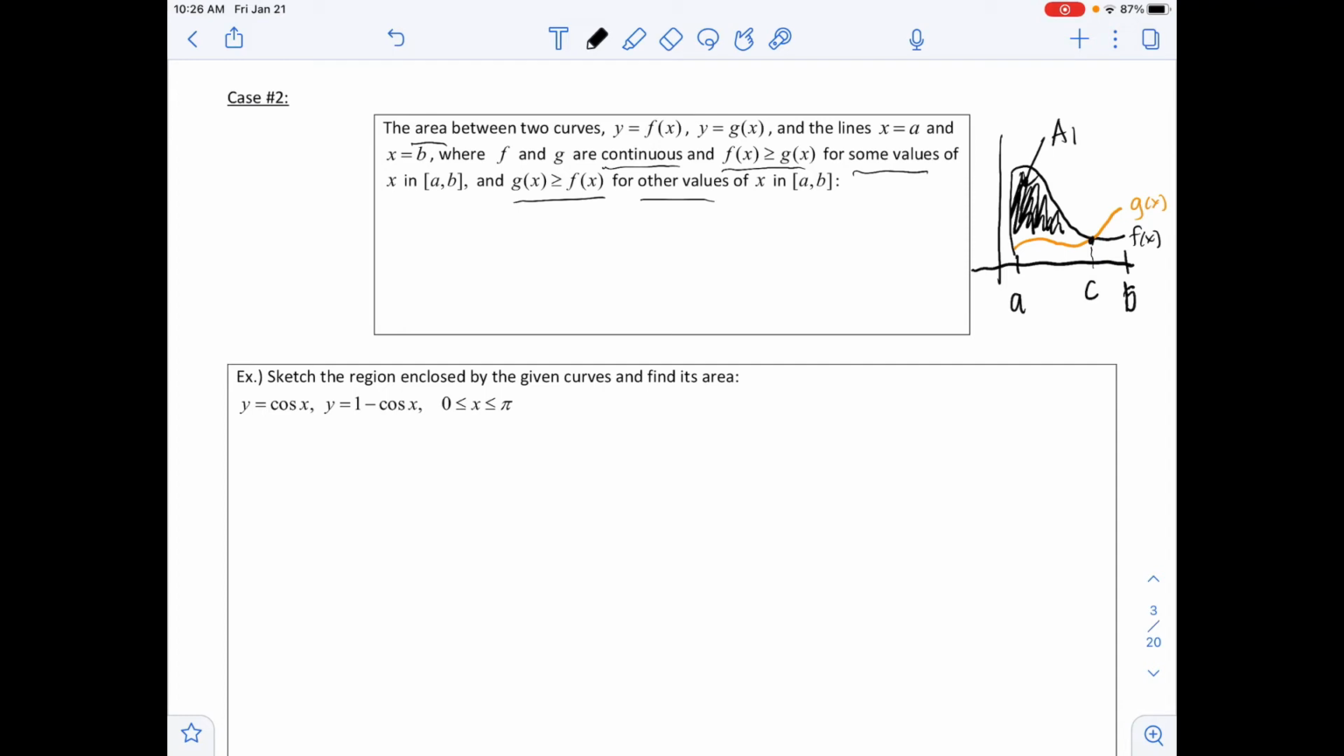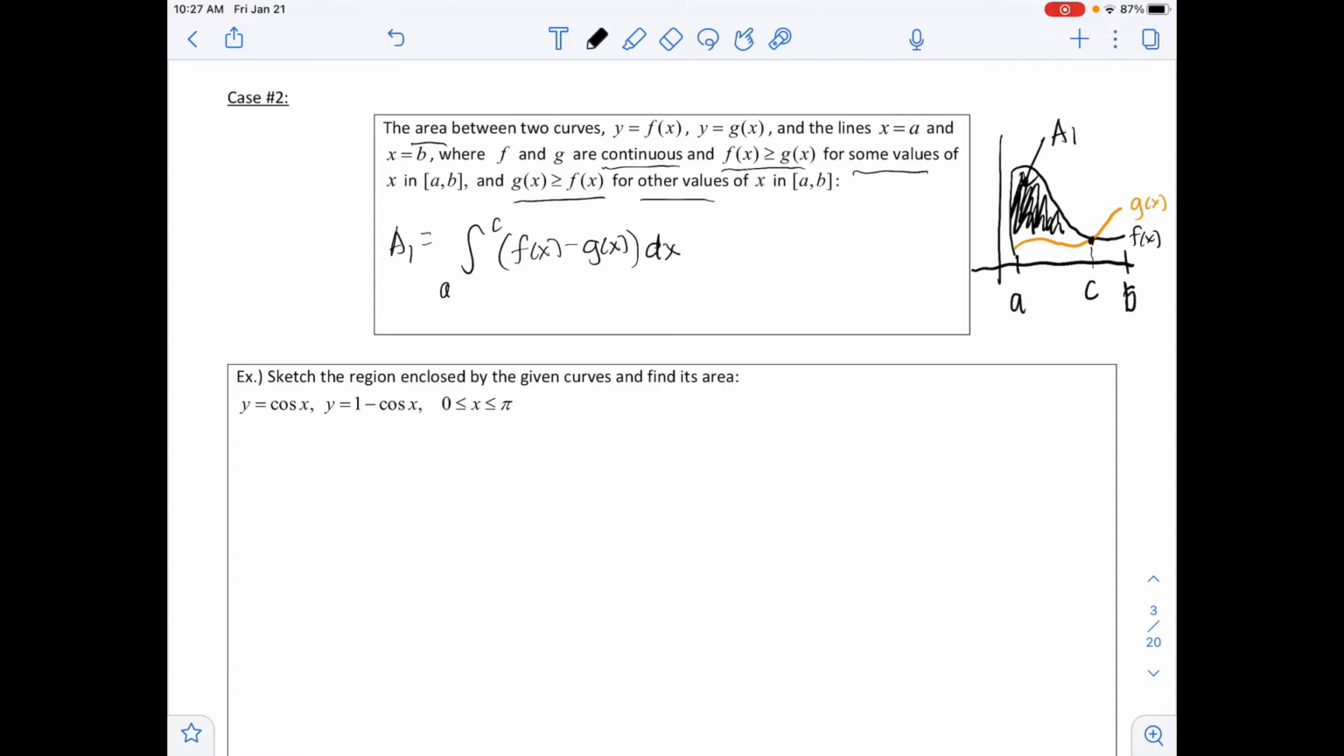So the area for the first one is going to be the integral from A to C of, and then our top function for this case is f of x minus g of x, which is our bottom function. And again, integrating with respect to x, if you were to draw on that approximating rectangle, you would see that that width is a delta x.